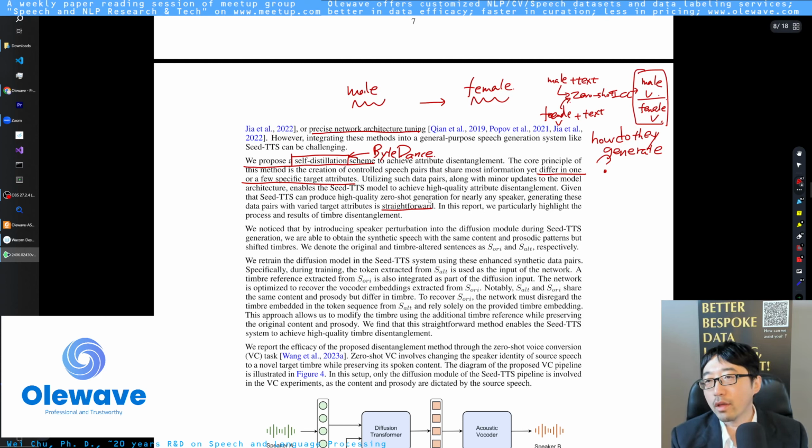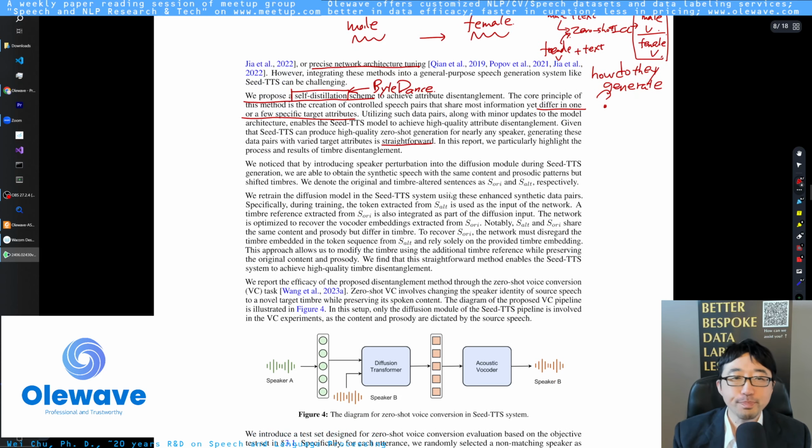And they're saying that, okay, in this generation, I only changed the registered voice from female to male. The generated speech pair should differ only in one or a few specific attributes, aka the gender. But is that so? How do they verify that? You know, that's a question for me.